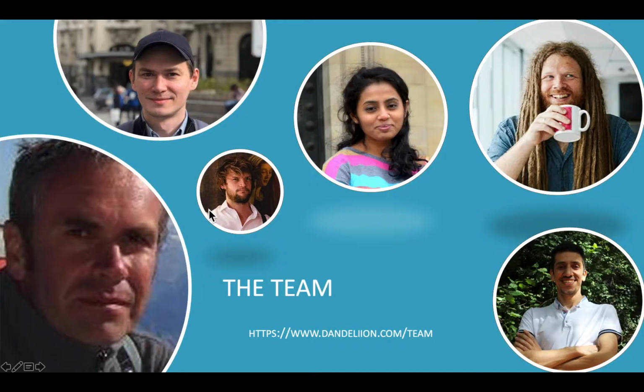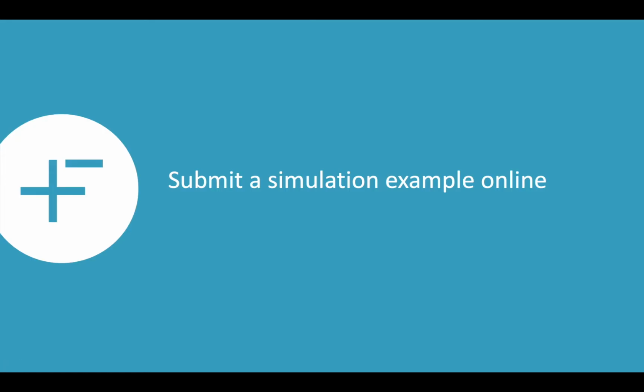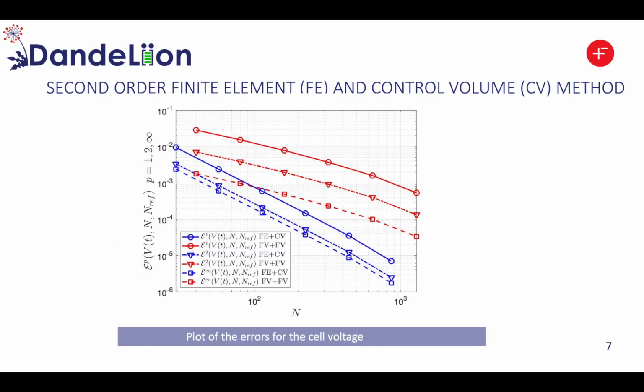As I mentioned on the Dandelion page, we have two different methods in Dandelion. We have one second order method and one first order method. This is the plot of the number of nodes on the x-axis, and on the y-axis we have error plots on voltage in different norms. Let's focus on the solid red and solid blue lines. Solid red lines are the first order method, and the blue lines are the second order method.